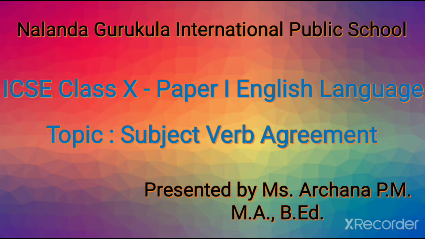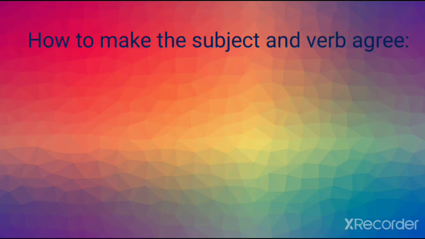And the next part of the sentence in subject-verb agreement is the verb. The verb represents the action of a sentence, that is, was, are, were, went, etc. Now, how to make the subject and verb agree? This is the question.